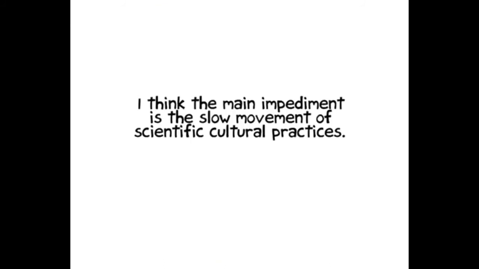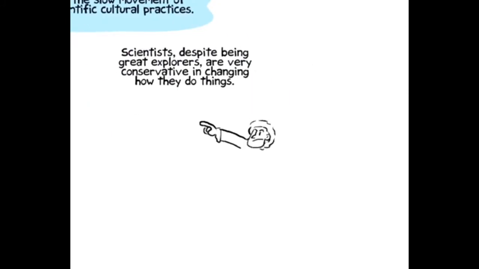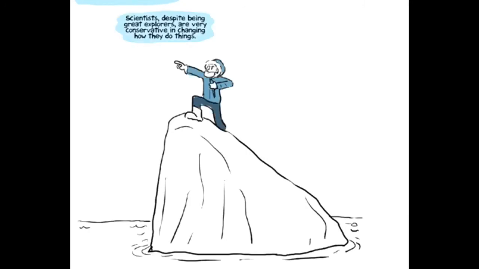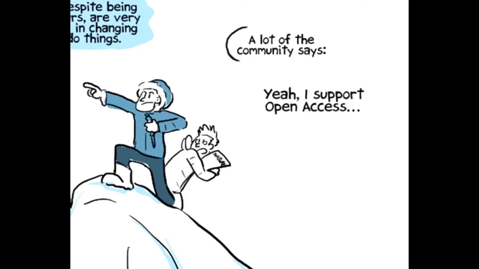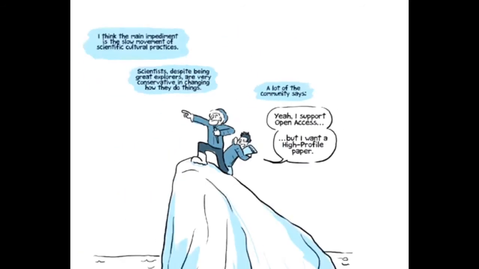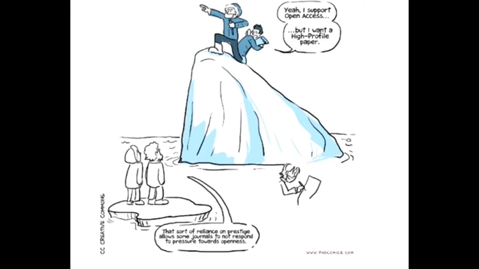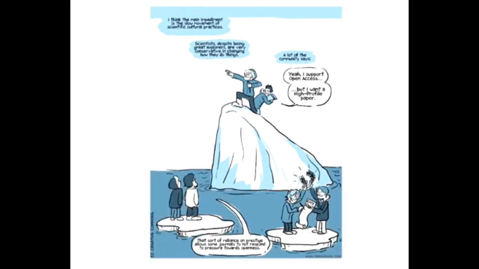I think the main impediment is the incredibly slow movement of scientific cultural practices. I mean, scientists, despite being great explorers in terms of knowledge, are sort of very conservative in terms of changing their practices. Lots of the community says, oh yeah, I support openness, but I want a Nature paper. That sort of reliance upon impact factor and the name of the journal does allow some journals to not respond to the community pressure towards openness.